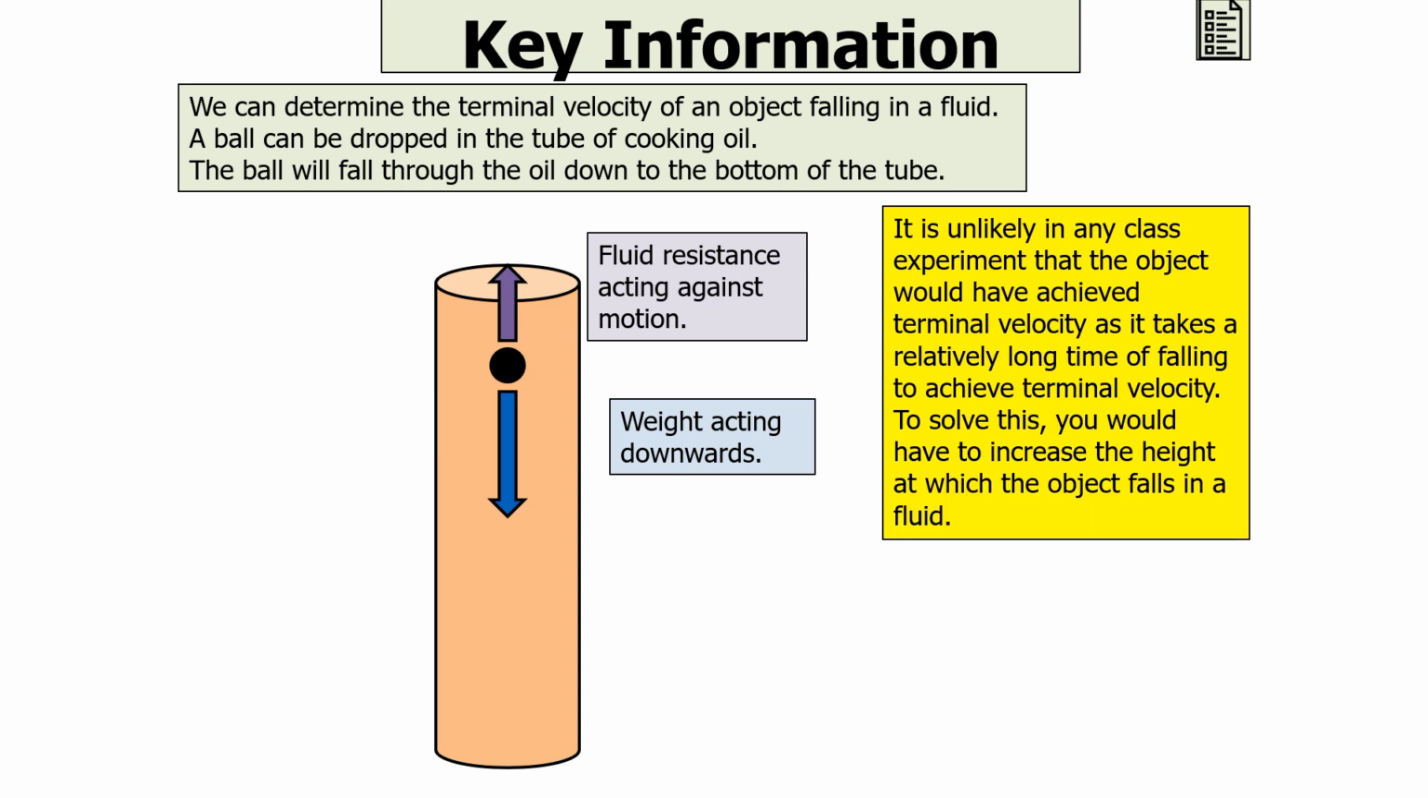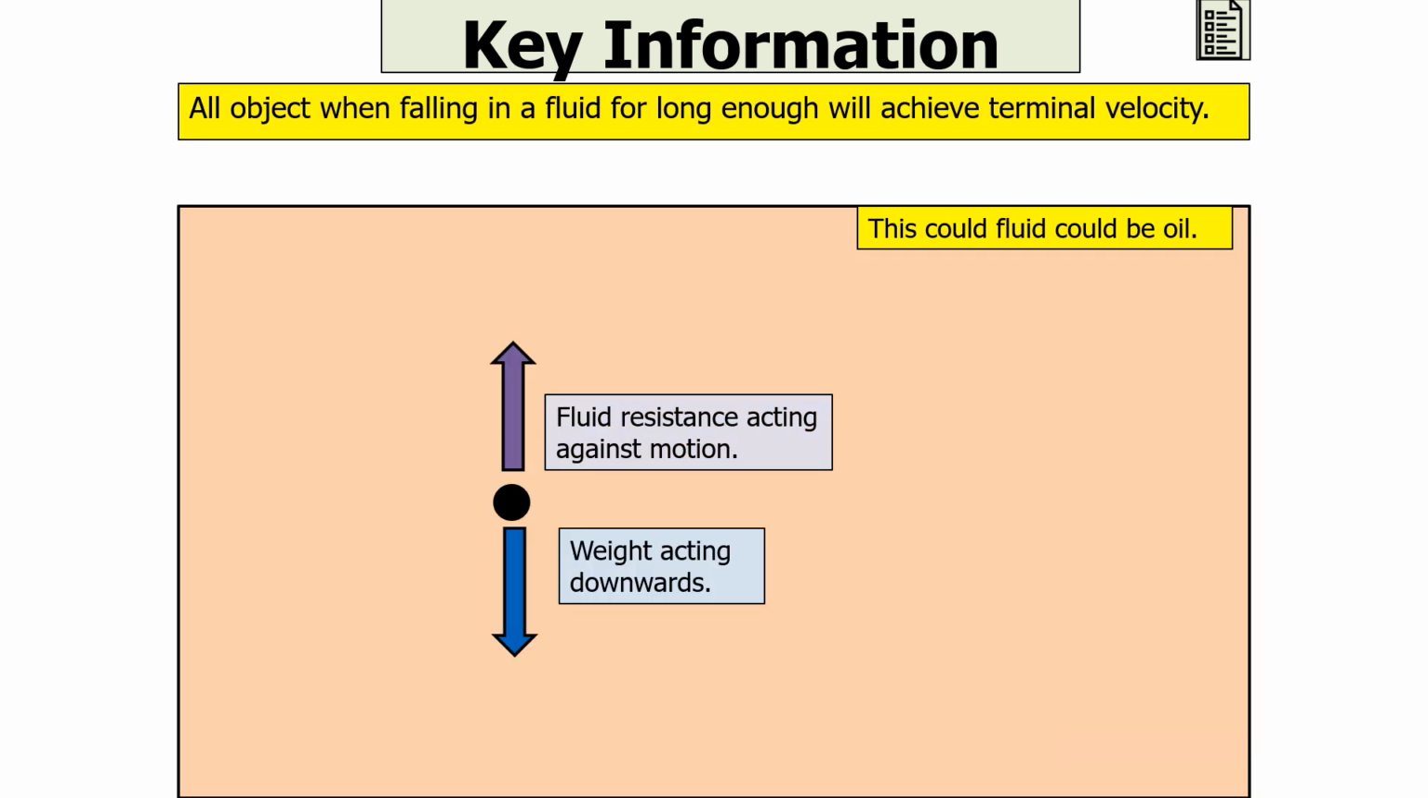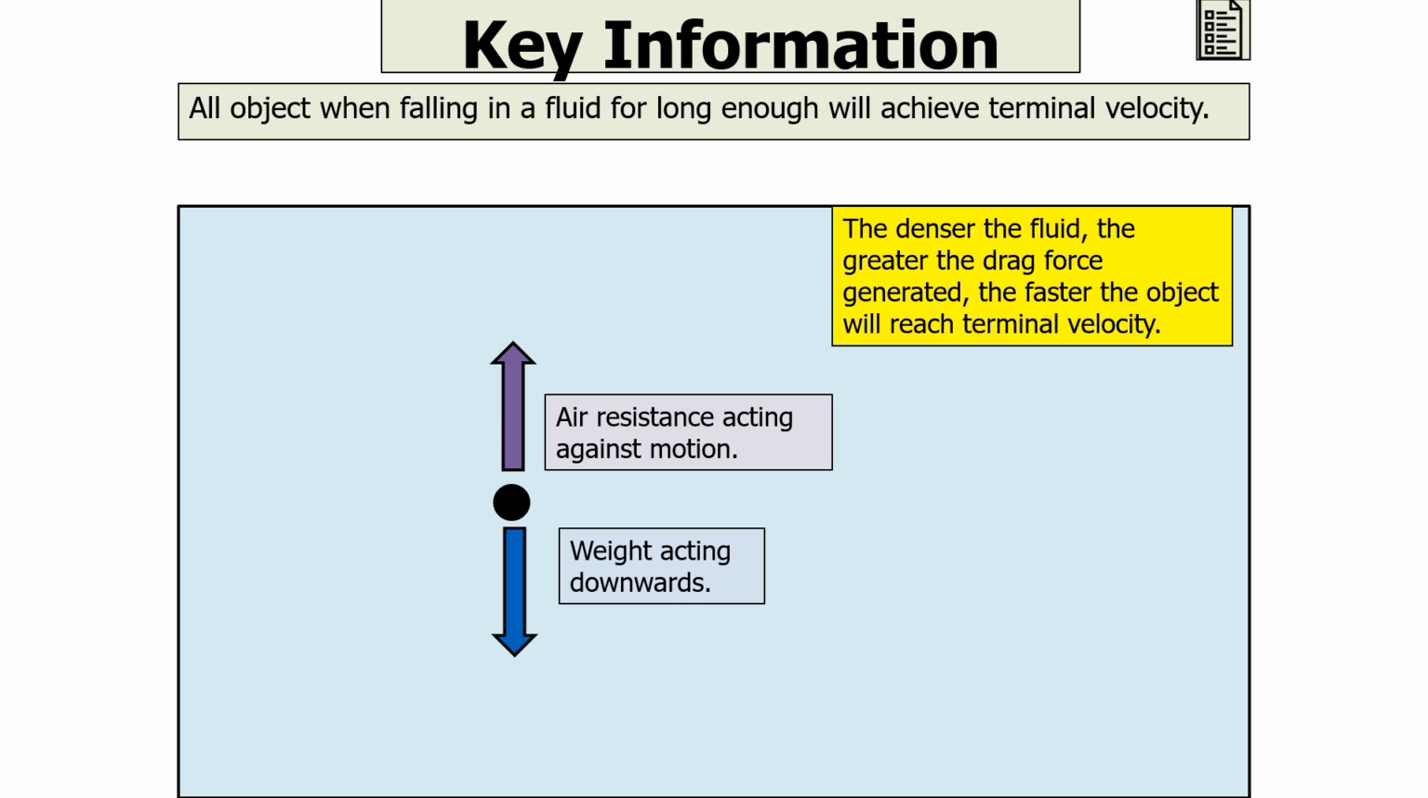Now it is also unlikely in any class experiment that the object would have achieved terminal velocity, as it takes a relatively long time of falling to achieve terminal velocity. So to solve this, you would have to increase the height at which the object falls in a fluid. All objects falling in a fluid for long enough will achieve terminal velocity. The fluid could be oil, water, or air, but it's important to note that the denser the fluid, the greater the drag force generated, and the faster the object will reach terminal velocity.